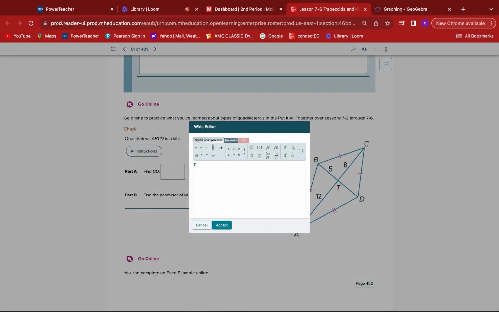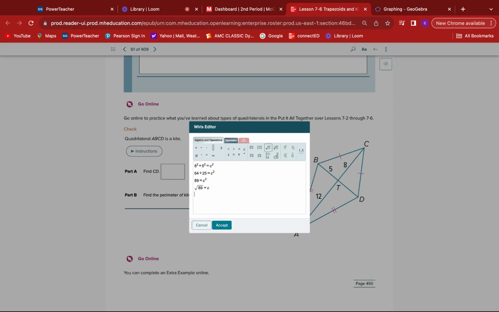Let's do it. 8 squared plus 5 squared equals C squared. All right, 8 squared is 64. 5 squared, 25. And that equals C squared. Let's add 64 plus 25 together, and that's going to give us 89. Don't forget, the opposite of squaring is to square root. So we need to have the square root of 89, and that's going to equal C.